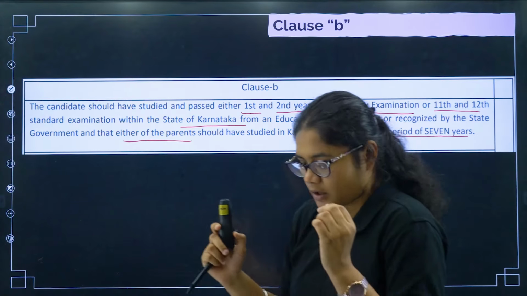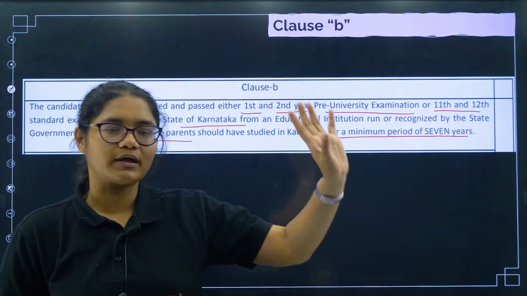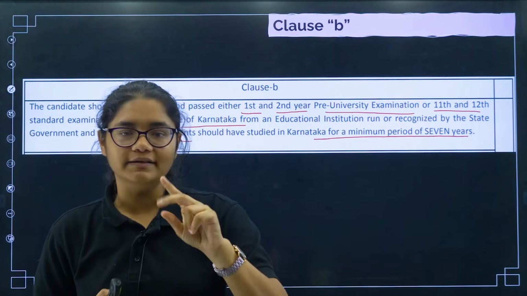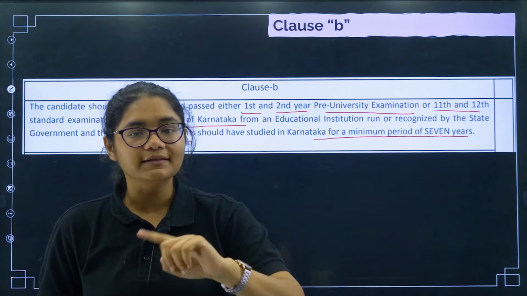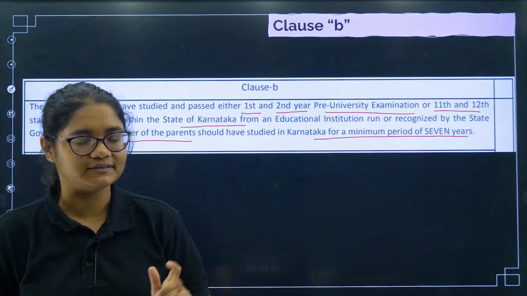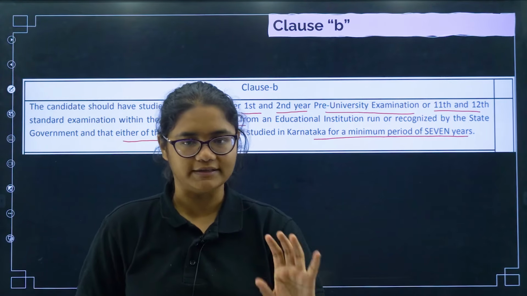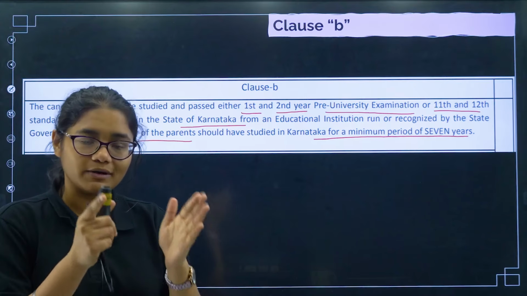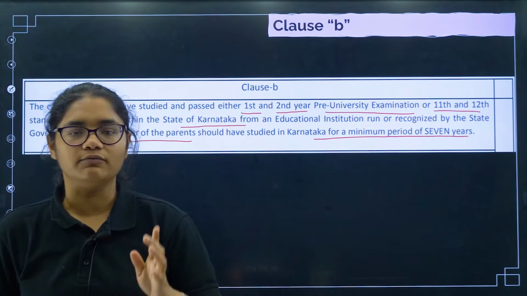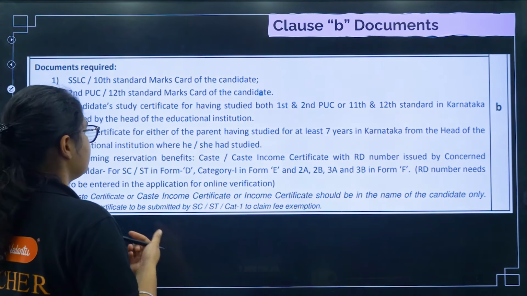Now suppose you haven't studied 7 years in Karnataka, then you don't come under clause A. But here, suppose you have studied 11th and 12th in Karnataka and either of your parents, either your mother or your father, has studied 7 years in Karnataka, then also you will be eligible for this particular exam. So what is the first one? You have studied 7 years. In this one, you have studied only 11th and 12th, but one of your parents has studied 7 years. Now what are the documents that you require?